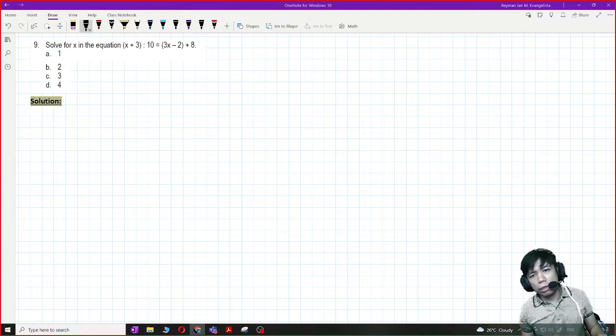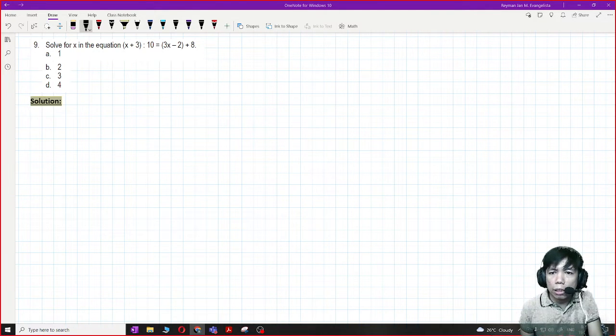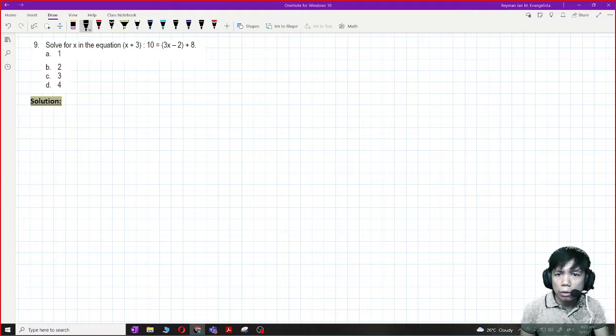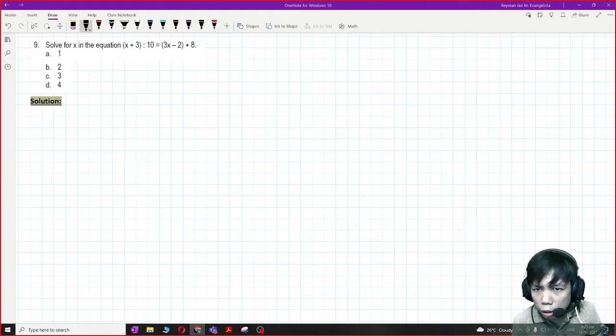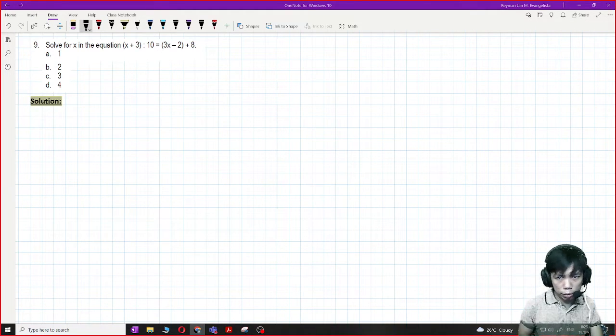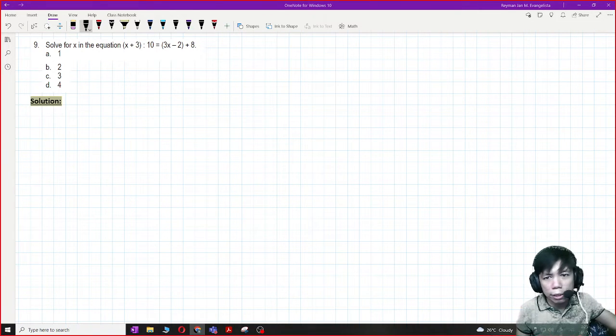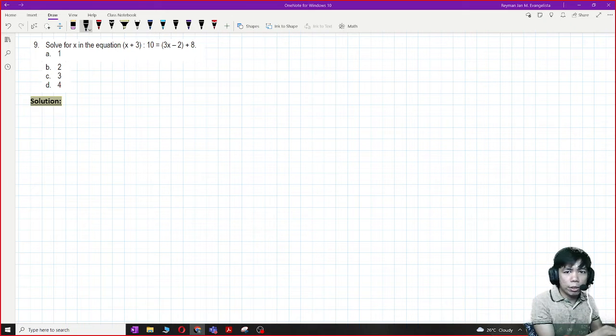Solve for x in the equation. X plus 3 is to 10, X, 3x minus 2 plus 8. Plus 8. Wait lang. Plus ba talaga yan? Check ko muna guys ha. Parang mali yung nasulat ko dito eh.